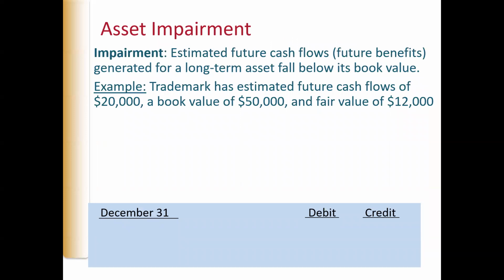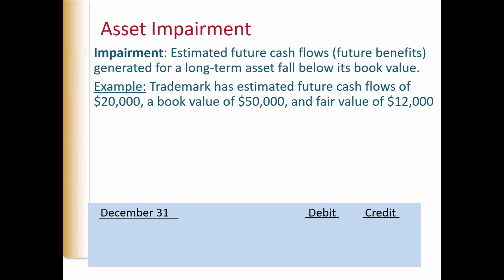So let's look at this example. Estimated future cash flows generated for this long-term asset are falling below its book value. Trademark has estimated future cash flows of $20,000 and a book value of $50,000. Okay, we've got an impairment because the estimated future cash flows are less than the book value.